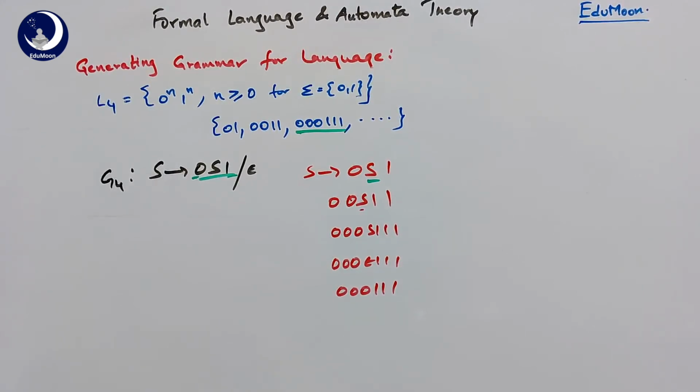So this example gives us a context free grammar, because you can observe that the production rule is in the form of type 2 grammar. So we go with one more example.